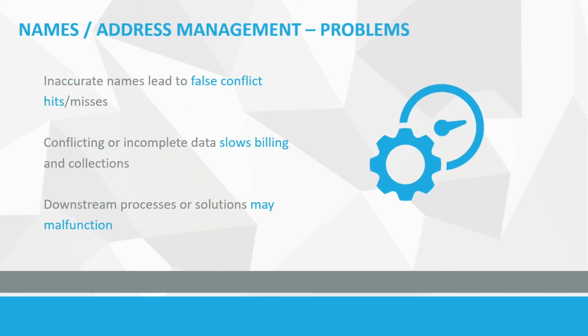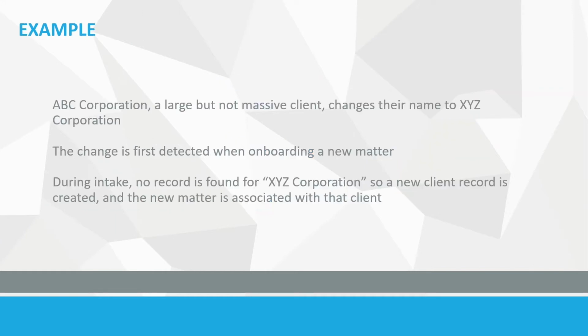The 2 most prevalent issues around names and address management are really inaccuracies in the data and missing data. You can imagine inaccuracies leading to false conflicts, hits or misses, for example, or missing billing data requiring some research in order to find the accurate billing contact or billing address. These are 2 great examples of how downstream processes can just fail to function because of poor data quality or poor data curation up front.